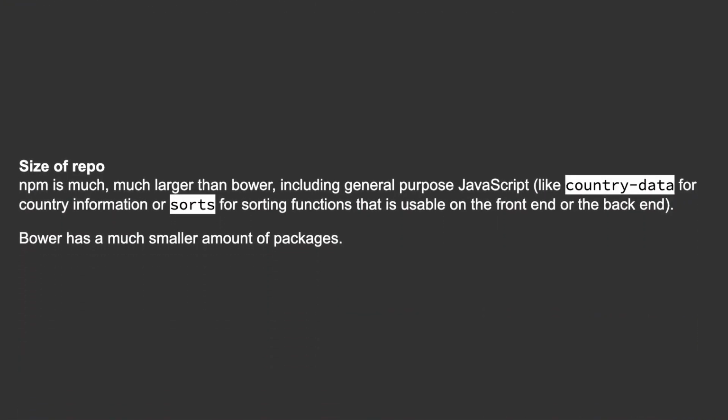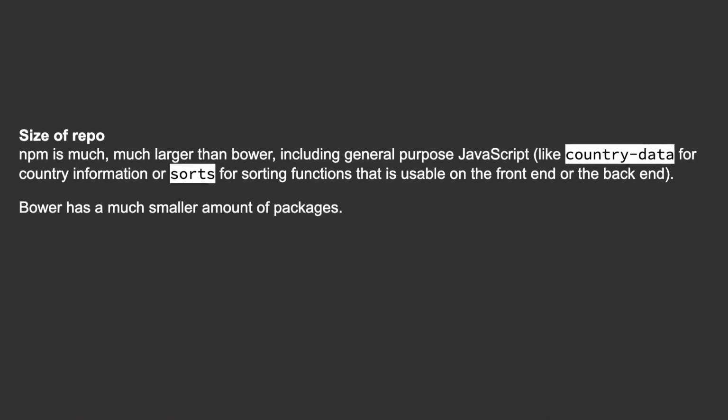Size of repo. NPM is much larger than Bower, including general-purpose JavaScript, like country data for country information or sorts for sorting functions that is usable on the front end or the back end. Bower has a much smaller amount of packages.